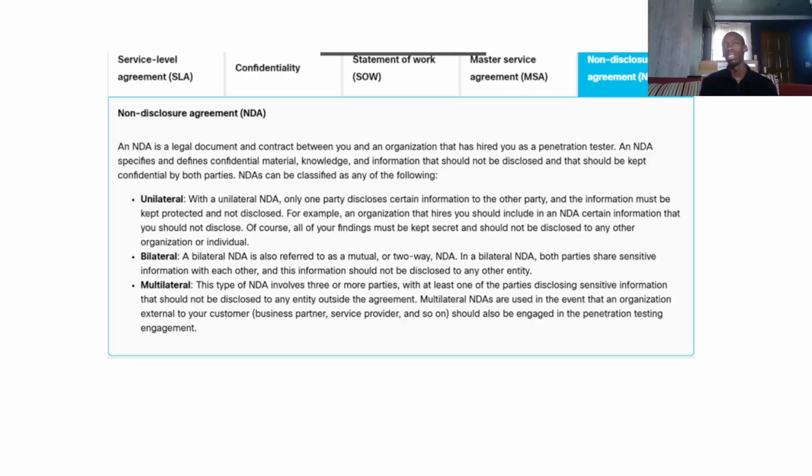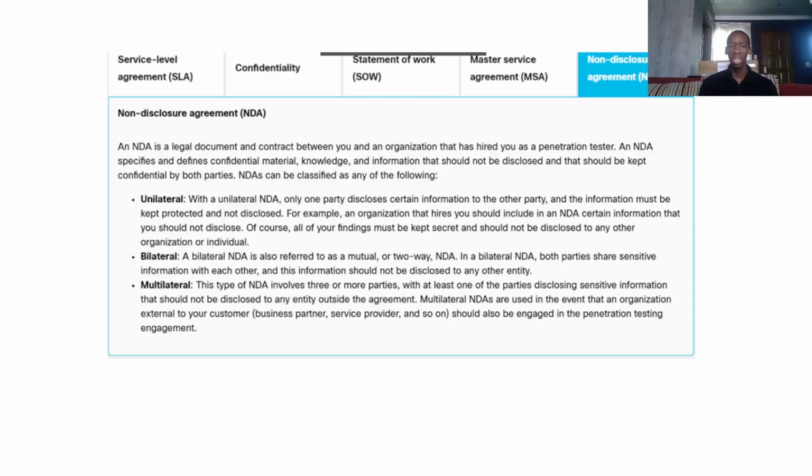Now, NDAs can be classified as any of the following. Now, this one I do not know, we need to know. Unilateral NDAs. This means only one party discloses certain information to the other party, and the information must be kept protected and not disclosed. For example, an organization that hires you should include an NDA on certain information that you should not disclose. Of course, all the findings must be kept secret and should not be disclosed to any other organization or individual.